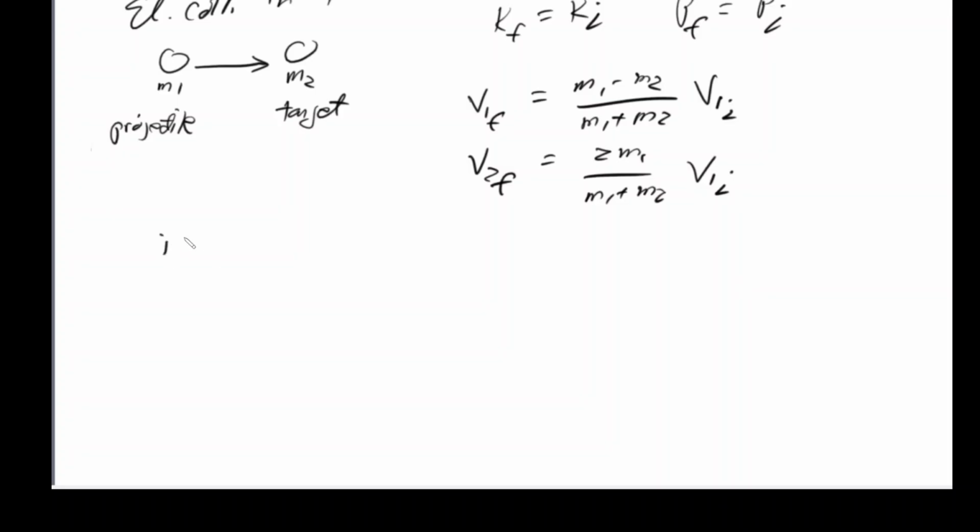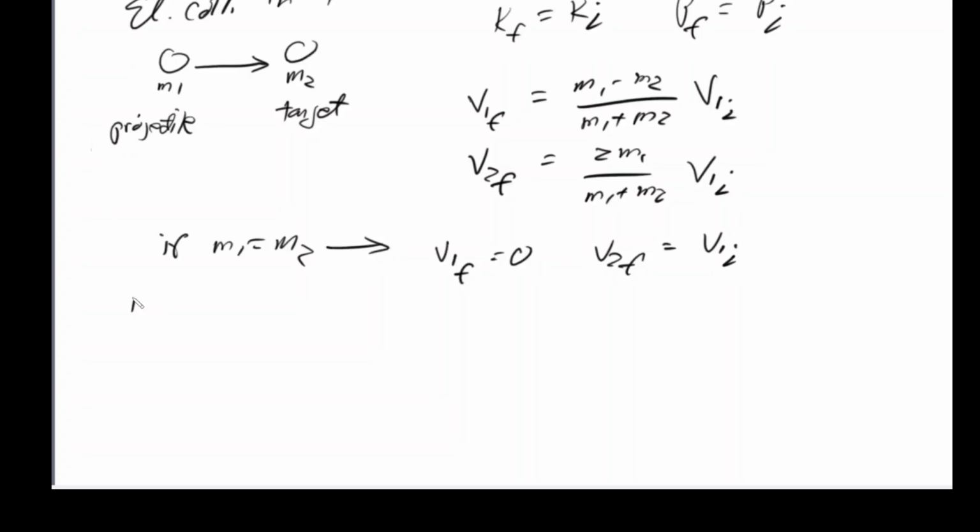So if mass 1 equals mass 2, then we get V1 final is equal to 0 and V2 final is equal to V1 initial. So basically, mass 1 hits mass 2, mass 1 stops, mass 2 goes off in the same direction with the velocity that mass 1 had.